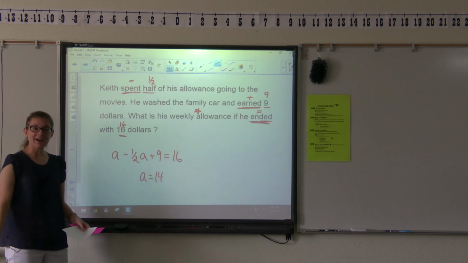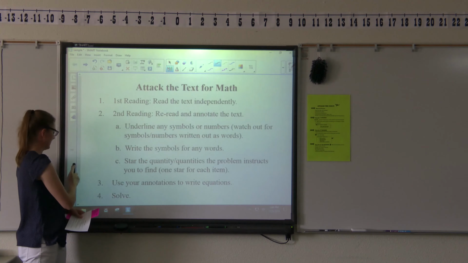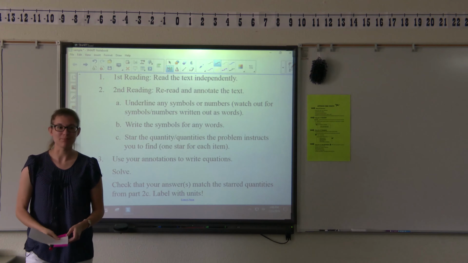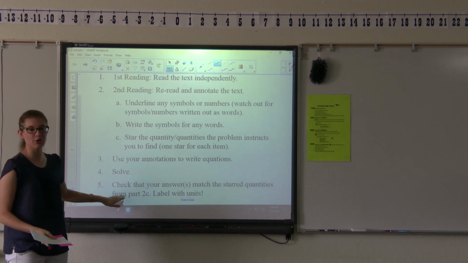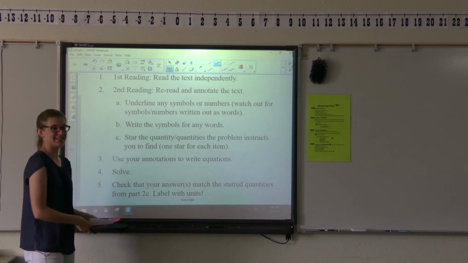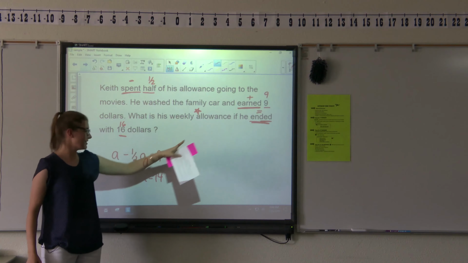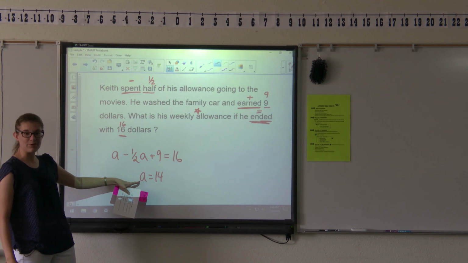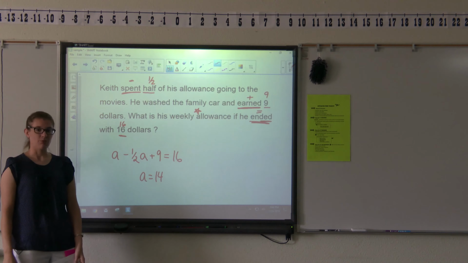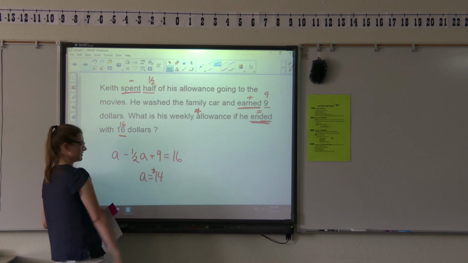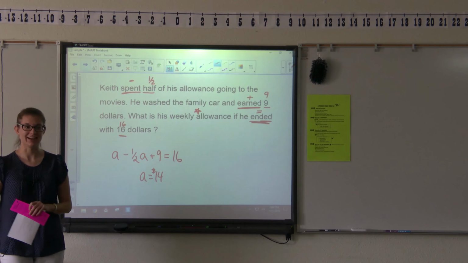And then step 5, check that your answer or answers match what you were asked for, match that starred quantity, and label with units. I was asked for Keith's weekly allowance. I found A, allowance. This is good. 14. No units. Now I'm good with units. $14.